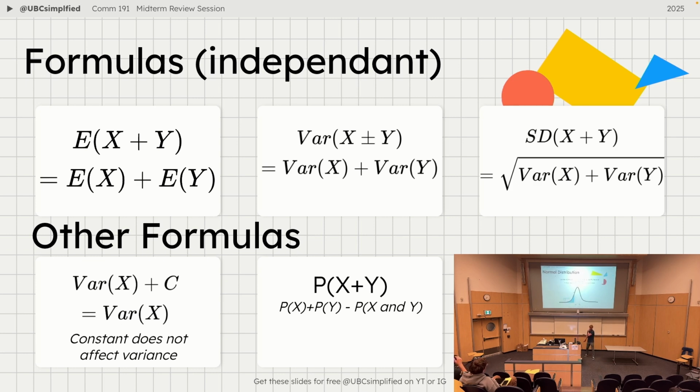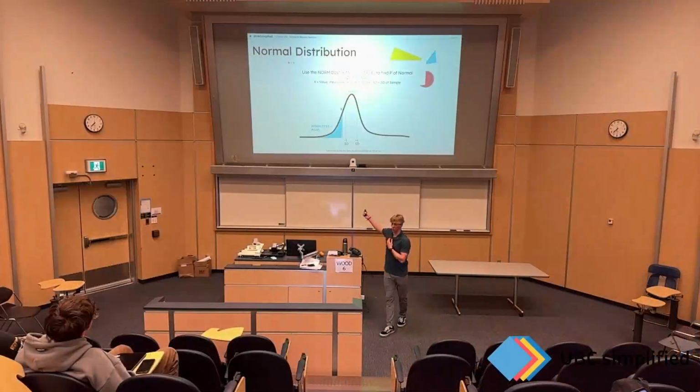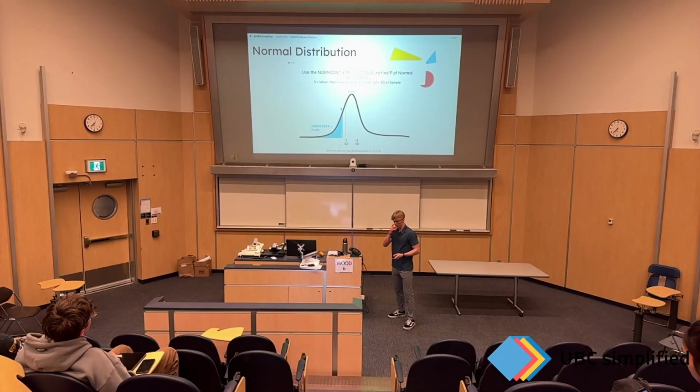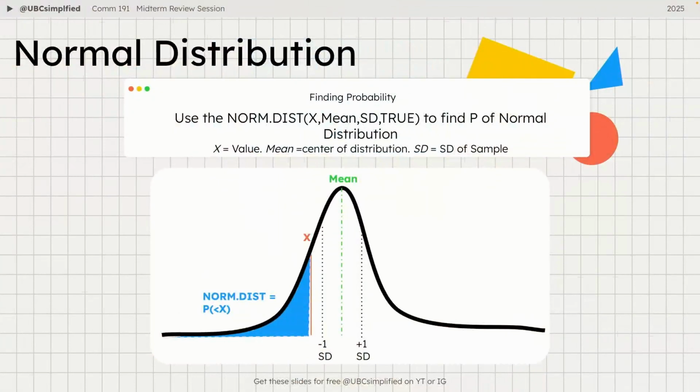Okay, so this is what we were talking about for normal distribution. So what does the norm.dist function actually do? You input x, which is just a value that you give it. So for this one, that's where that line is. And then what the function is giving you is the area under the curve to the left of it. And that's the probability.